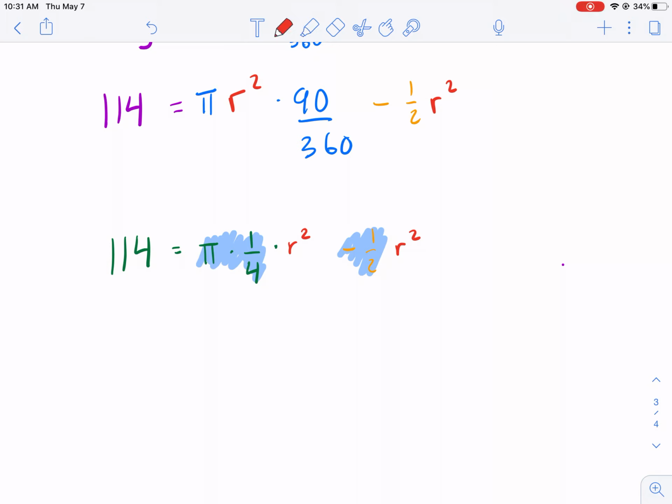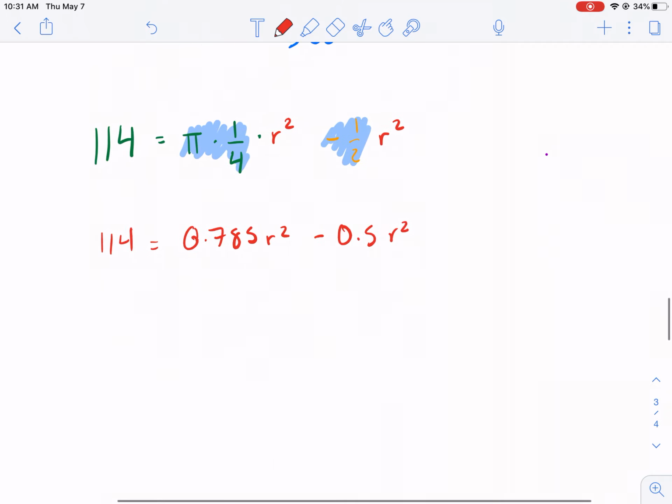So I get 0.785, and I'm just going to write the first three digits, r squared. And then we have 0.5 r squared equals 114. So now I do 0.785 minus 0.5.